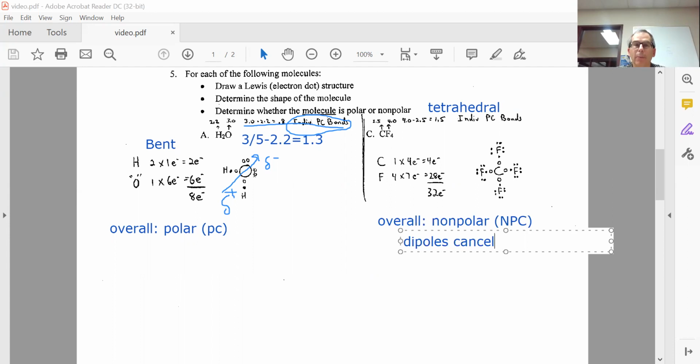All right, hope that helps with Lewis structures, using the shape chart to determine the shape based off the central atom, and then finally figuring out individual polarity and then whether an overall molecule is polar or not.